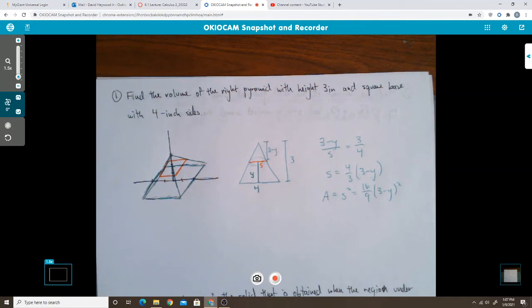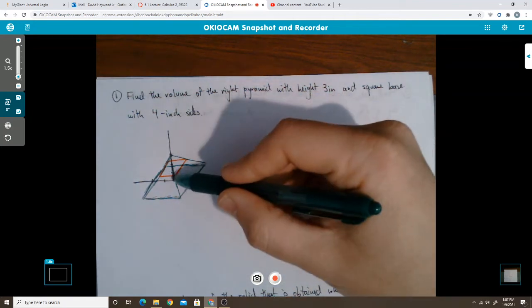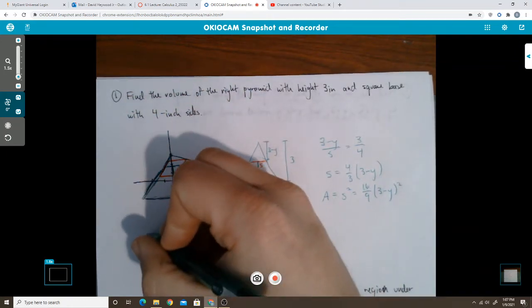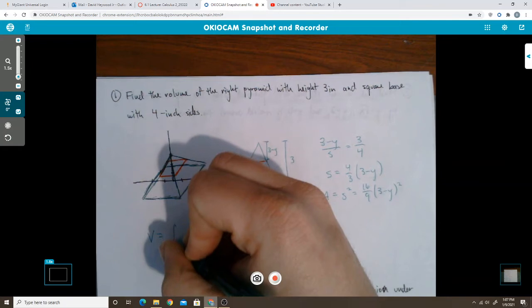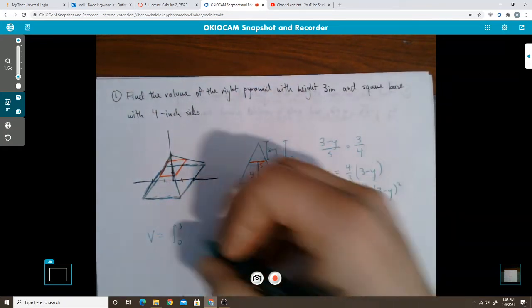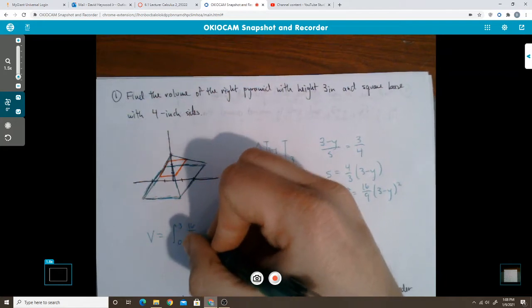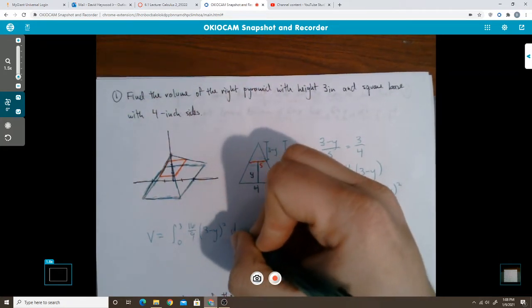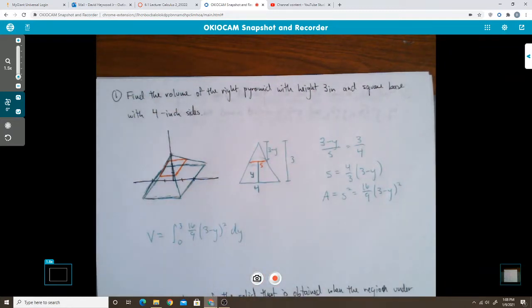Well, how do you do that? You integrate, right? We're going to integrate from 0 to 3. So the volume is the integral from 0 to 3 of each of these areas, right? So 16/9 times 3 minus y squared dy. Okay, so we're integrating with respect to y. The setup is the hard part. The calculus is the easy part.